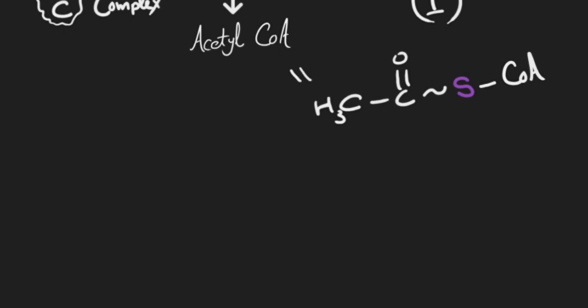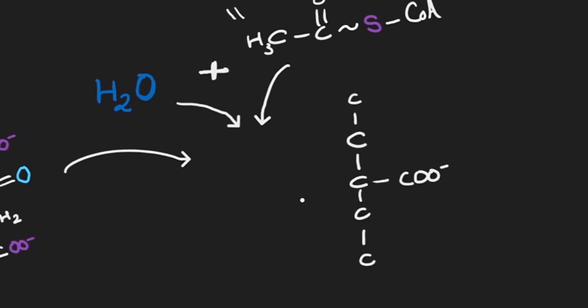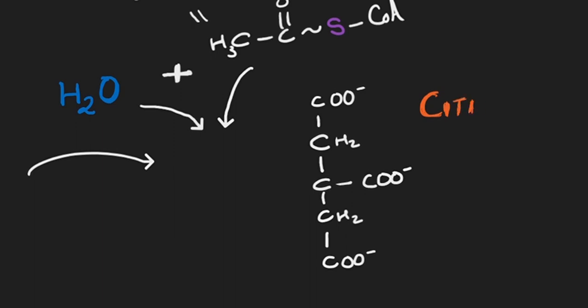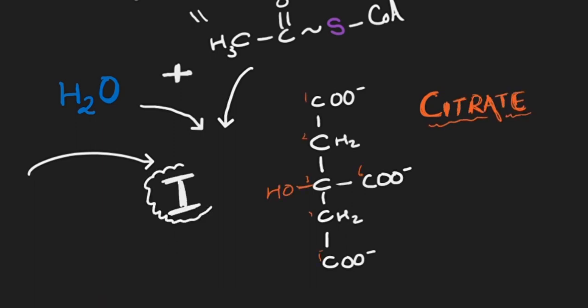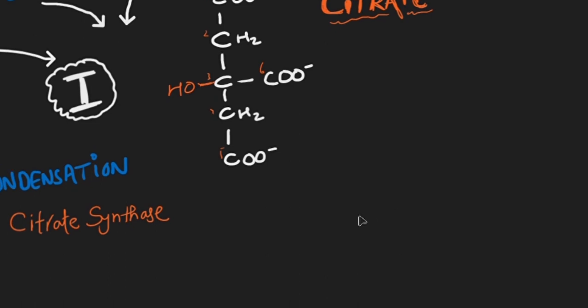Acetyl coenzyme A, in the presence of water, is condensed with oxaloacetate to generate the first stable intermediate or substrate, which is an important one, named citric acid or citrate. Hence the name citric acid cycle. This is the first process in this cycle, called condensation, which is catalyzed by an enzyme, citrate synthase.